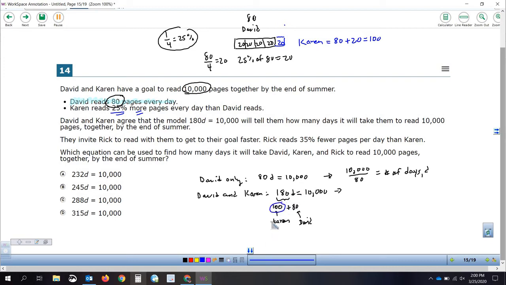That's where we get the 180. They didn't ask us to do this, but if they asked us how many days it would take for David and Karen together, it would be 10,000 divided by 180. So that would also equal the number of days, only now it would be less days because we're dividing by a bigger number. All right, but now they're throwing in Rick.